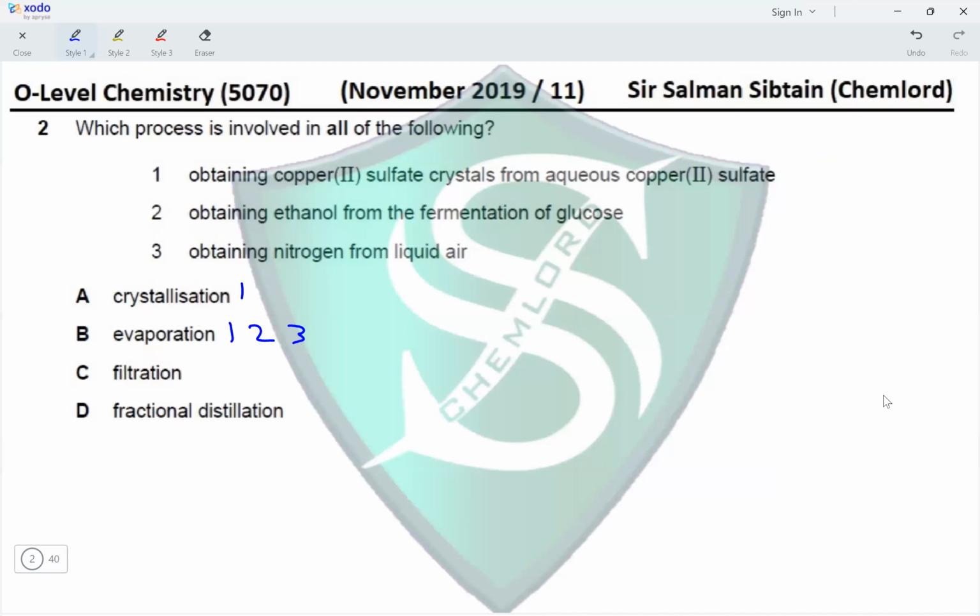Okay, filtration is not required here in either of these three processes, and fractional distillation is only required in three. So the question asks us which process is involved in all of the following. So the correct answer for this question is option B.